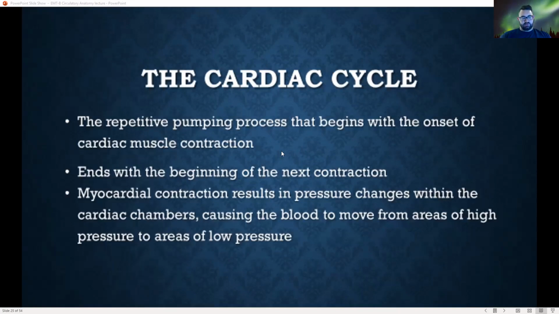Let's talk about the cardiac cycle now. The cardiac cycle is the repetitive pumping process that begins with the onset of cardiac muscle contraction. It ends with the beginning of the next contraction. And the myocardial contraction results in pressure changes within the cardiac chambers, causing blood to move from areas of high pressure to low pressure.